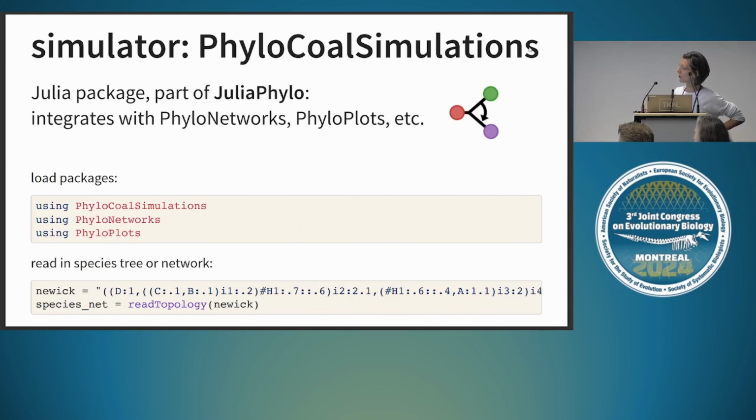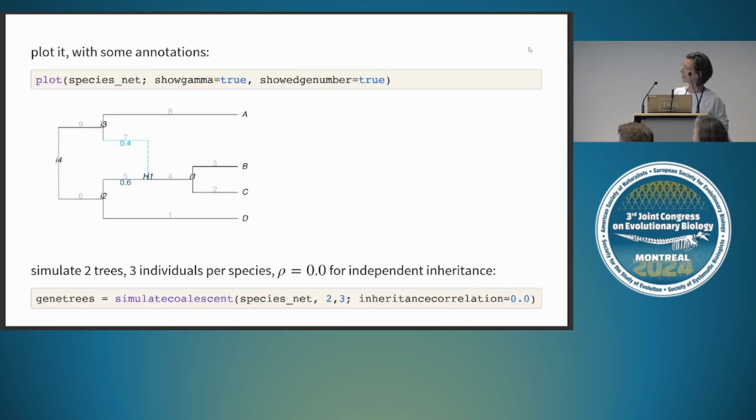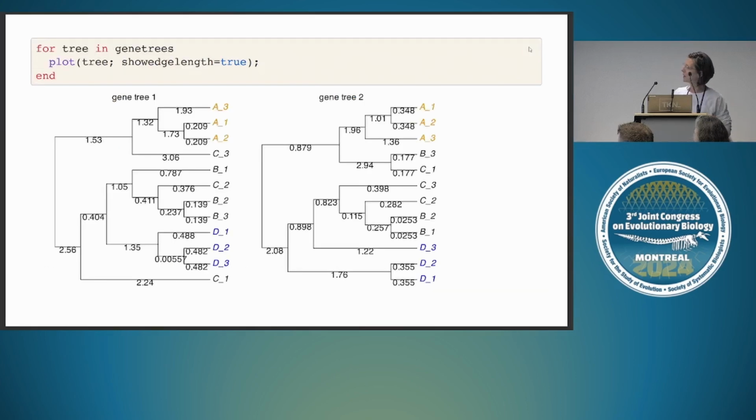How you use it: you load the packages, you load your network, you read your species tree, and here is one example species tree I could load. I could plot this using a companion package. And then there we go. We just simulate from the coalescent. I'm giving my species tree. I'm saying I want 2 loci, 3 individuals per species, and let's say inheritance correlation 0, that would mean independent inheritance. And so this is what I might see, so I can just plot all my trees like this.